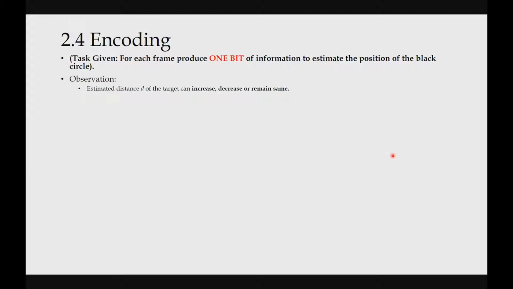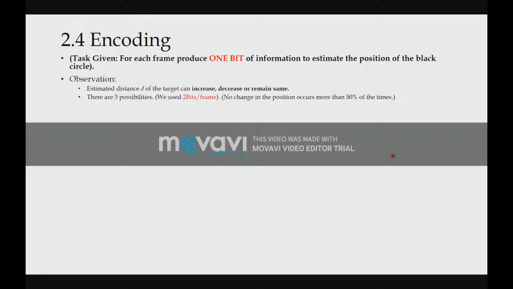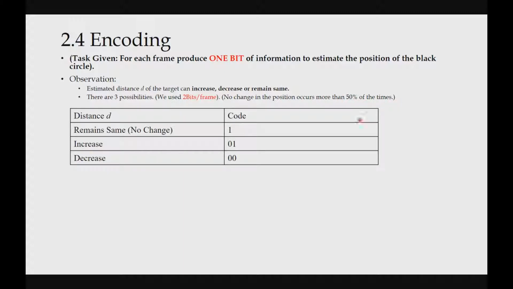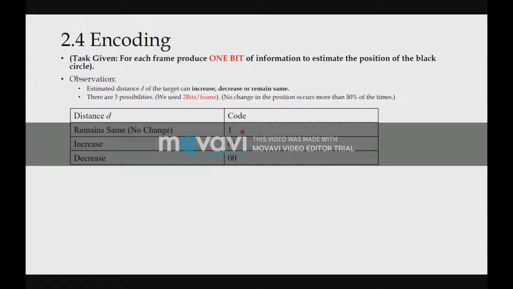But in our observation, as frames pass, the estimated distance d of the target can increase, decrease or remain the same. So there are three possibilities. Hence, one bit for every frame is not possible. Hence, we assign a maximum of 2 bits per frame. We observed during implementation that the state of no change in distance occurs more than 50% of the time. Hence, code 1 for no change in distance, code 01 for increase in distance, and code 00 for decrease in distance. The codes are prefix-free codes.